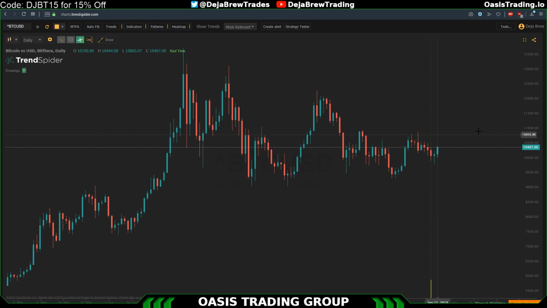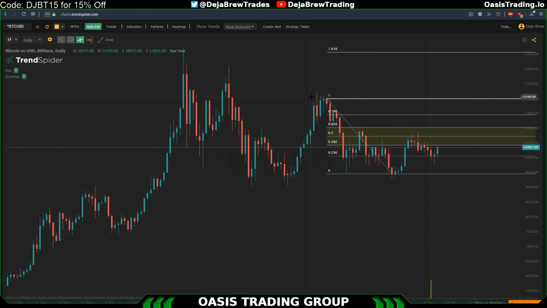So first off, I'm going to start with the Fibonacci. To turn on their auto Fibonacci, you just go to the auto fib and click that. It's going to take the most relevant Fibonacci high and low. So for this move here, we're taking the previous swing high of around 12,000 and pulling it all the way down to the swing low around 95.